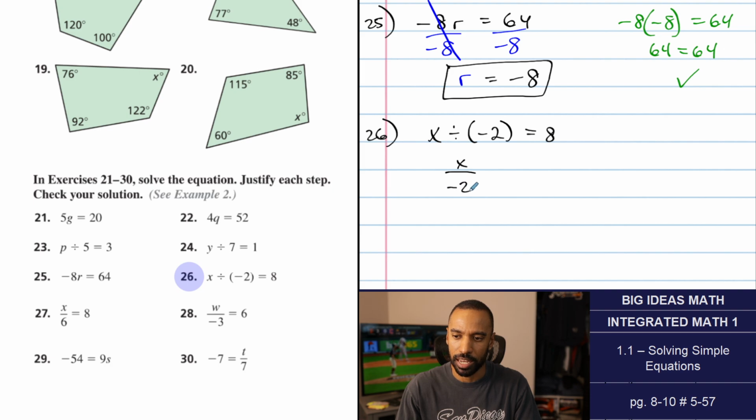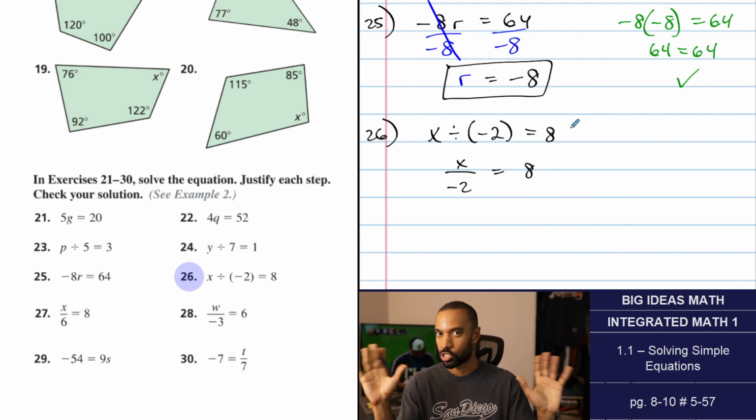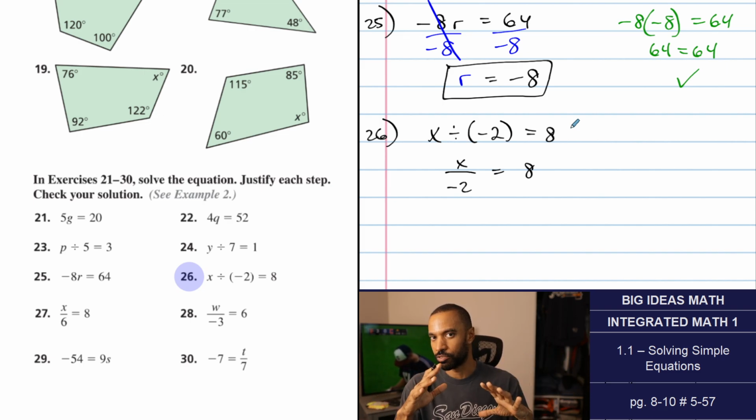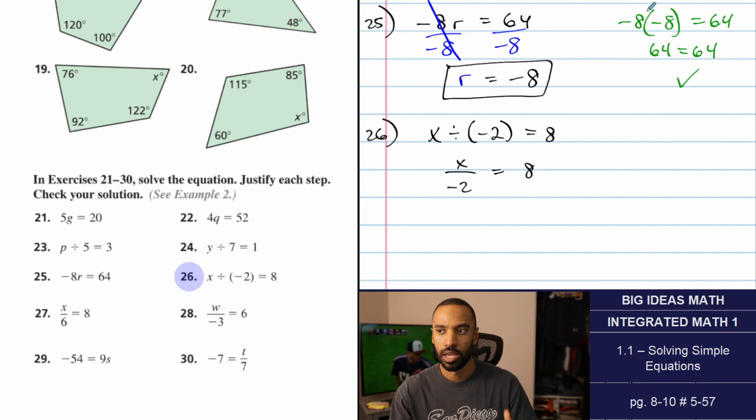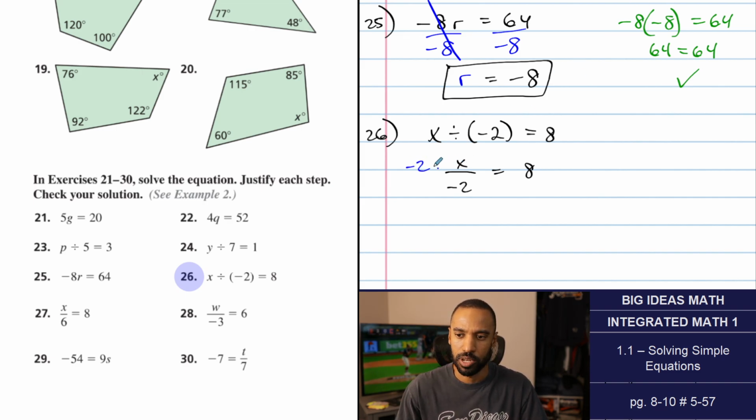If I keep it with the negative 2, the fraction's still negative. We're all good. It's negative x over 2, whatever, but if it stays with the negative 2, then I know to get x by itself, I got to multiply both sides by negative 2. And that's exactly what I'm going to do here. Times negative 2, times negative 2. It's not 8 minus 2, it's 8 times it. Negative 2 over negative 2 is a positive 1, and we're left with x equals negative 16.